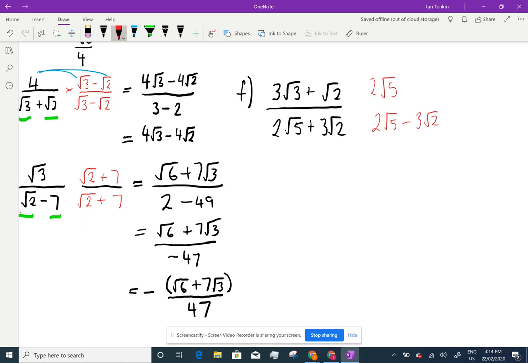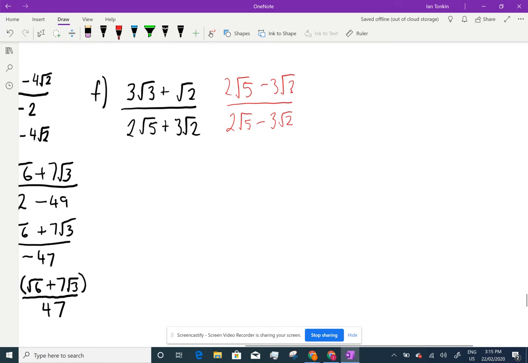2 root 5 minus 3 root 2. Okay. Now I'm going to do the bottom first. It's the easy bit. And again, it's that squared minus that squared. Now watch how I do this.